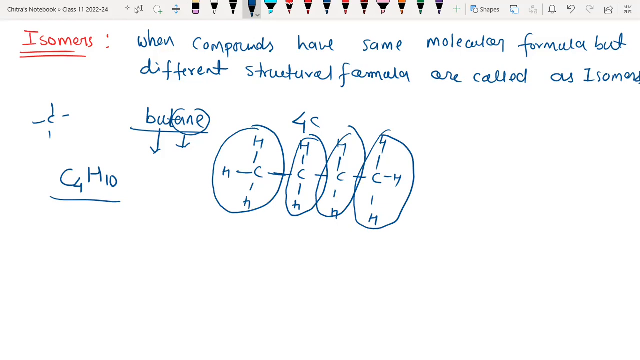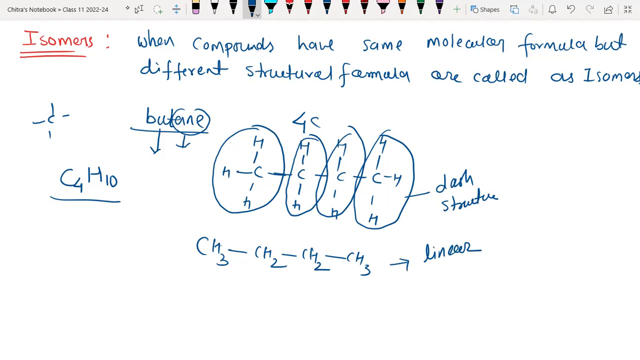Yes, sir. So can we write it in condensed form, like CH3 then CH2, CH2 and CH3? Yes, we can write. Okay. Now I'm going to write that linear structure into zigzag form. This is called a dash structure. Do remember the name. This is a dash structure, because instead of bonds we are using dashes for all the bonds. This is called the linear structure.